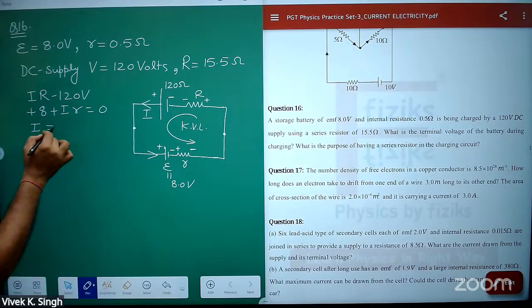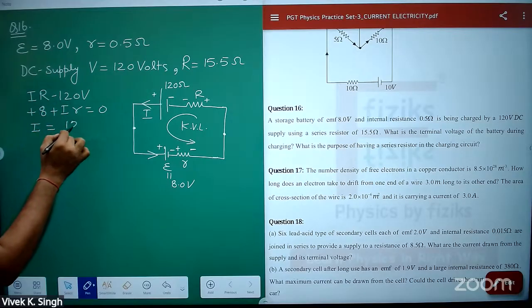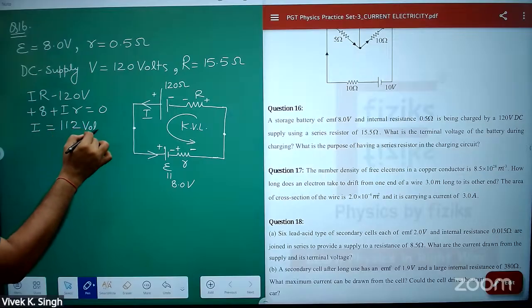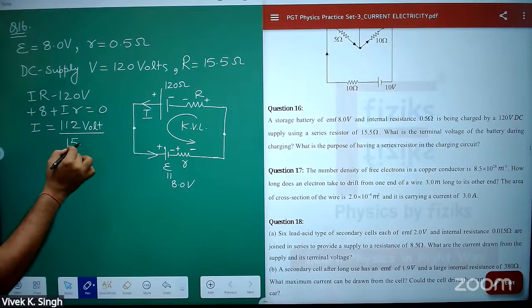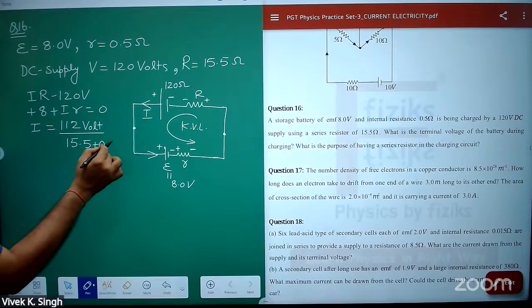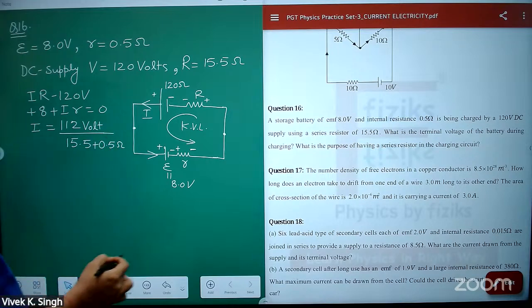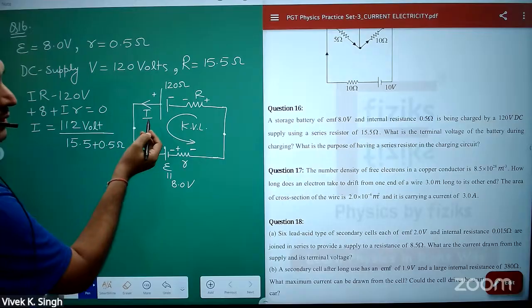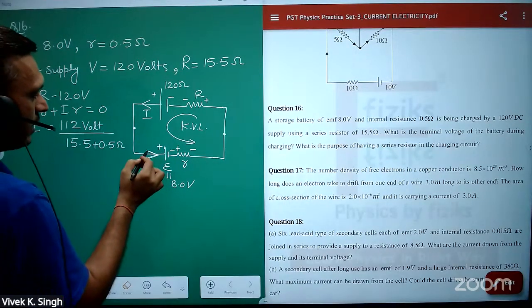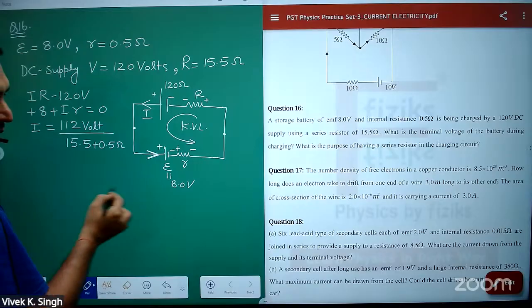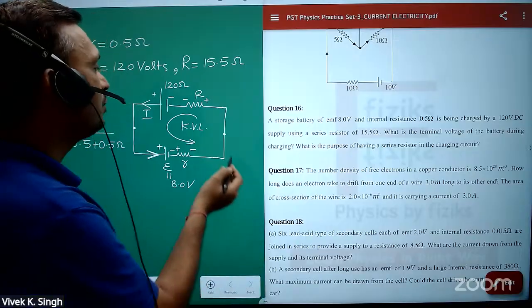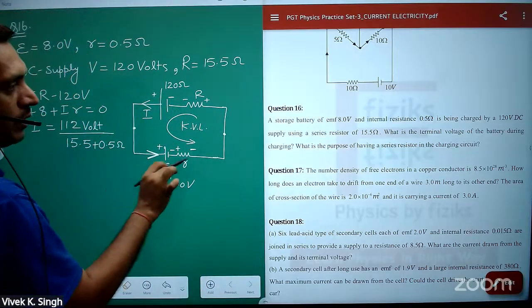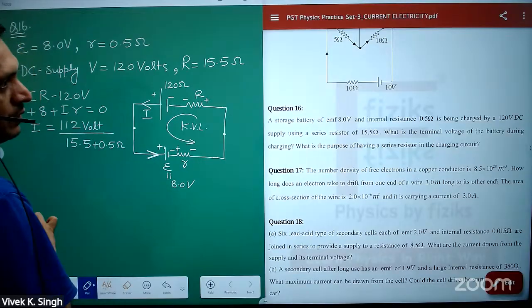So what will be I? I is given by 112 volt divided by R plus r. So this is 15.5 plus 0.5. In this question, it is given that the battery is in the charging case. When current is flowing in this direction, this is the charging of the battery. When current is in the opposite direction, it is the discharging case of the battery. That's why I have taken this particular polarity, because this storage battery is charging.